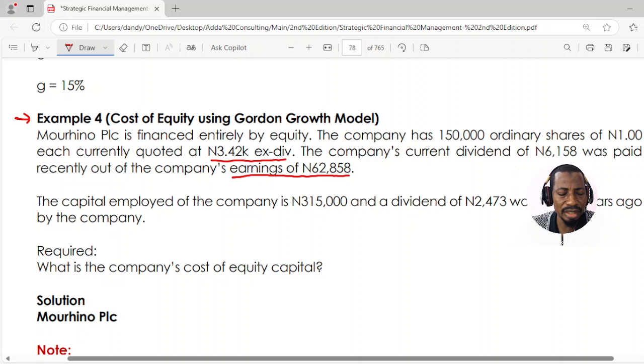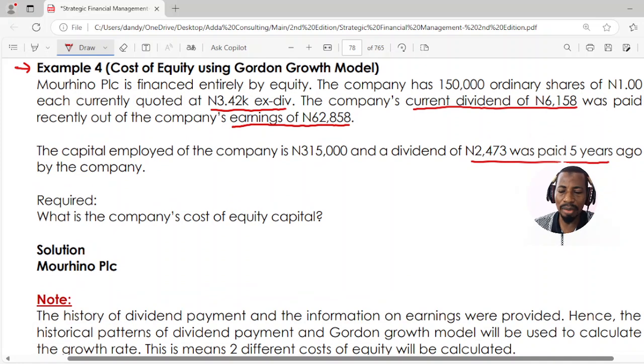This question is very interesting. Number 1, because I have information on earnings as well as the capital employed, that means I'm going to calculate growth rate using Gordon growth model. Not only that, I'm also given the historical pattern of dividend payment because the history of dividend paid 5 years ago was given to me to be 2,473 naira. I'm also given the information on the current year dividend to be 6,158 naira. So in that case, I'm going to calculate two different growth rates. If I have two different growth rates, then it implies that I need to calculate two different costs of equity. So that's basically that.